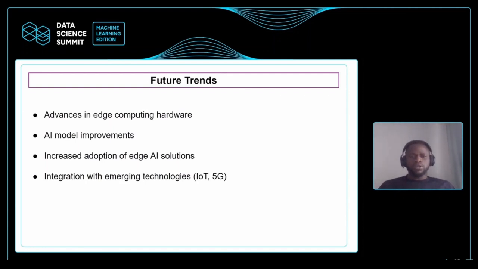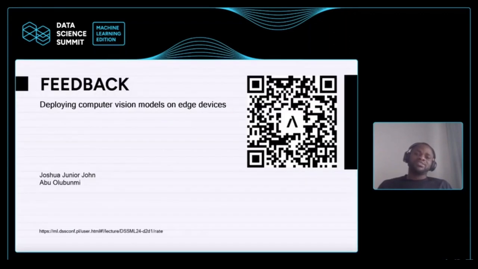And also with the emergence of IoT and 5G, communication, maybe to download the model, is going to be faster. It won't be a problem. So with this, you see that edge devices are here to stay, and here to stay means they are going to change our lives in a better way.